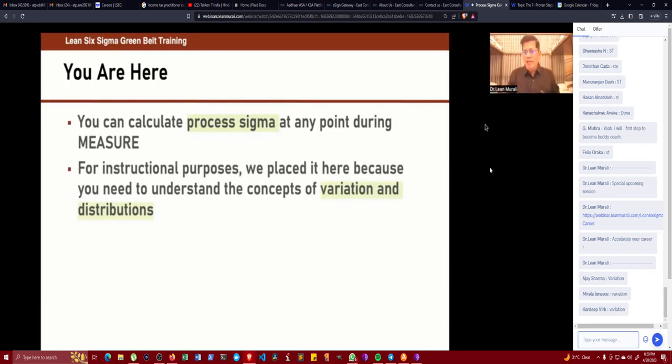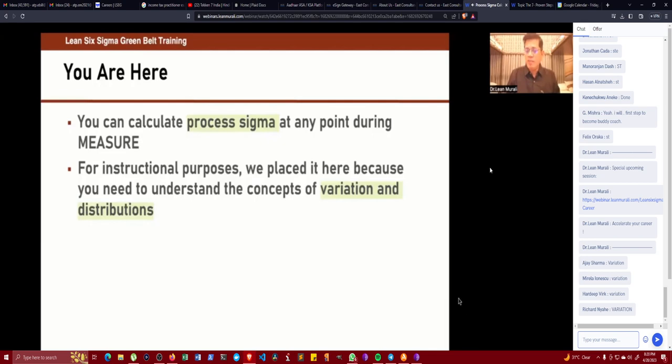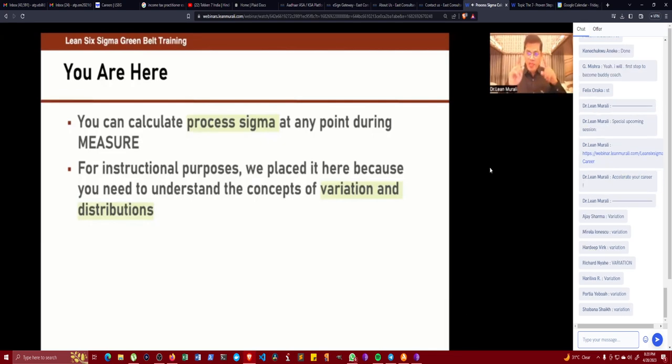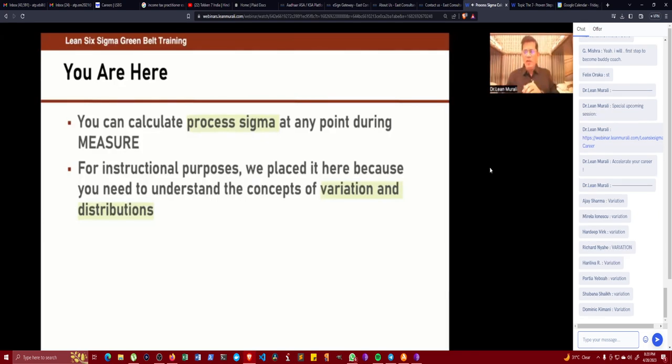What does sigma mean? All of you type variation in the chat box. Of course, sigma is a Greek letter, but variation is the key. So you need to reduce the variation. Fantastic. Now, how much sigma level a process has is what we are going to find out.